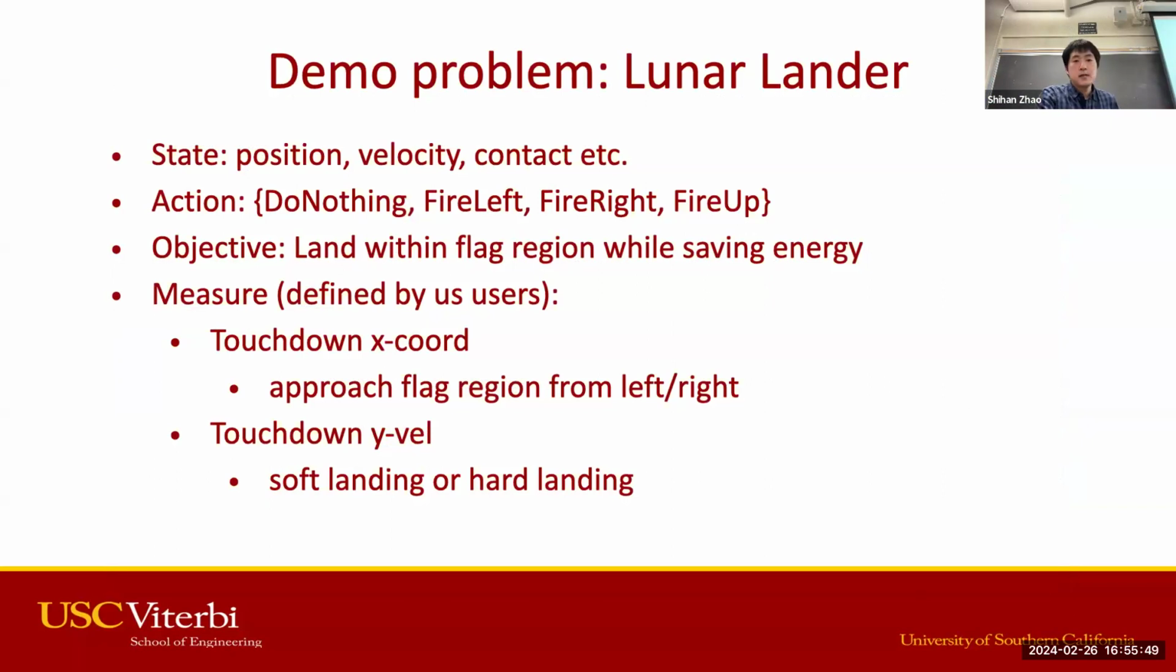And then the second demo problem that I'm going to present is the lunar lander, which is once again another popular RL domain. The objective is to essentially control a lunar lander to land within a certain landing region while saving energy, which means to move as gently as possible. The states are the position, velocities, etc. of the lunar lander, and the actions are discrete actions. And in this case, the 2 measures that we define are, one, the touchdown x coordinate, so where is the x location where the lunar lander makes the first touchdown? And the other is the touchdown y velocity, so how hard the lunar lander lands. Hopefully it will make more sense in the next slide.